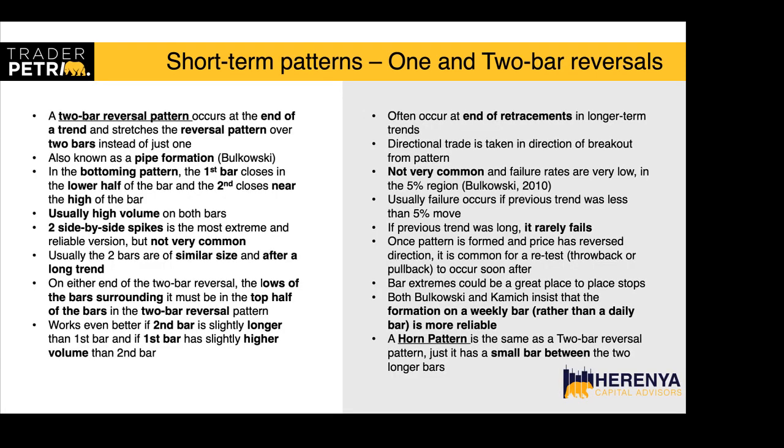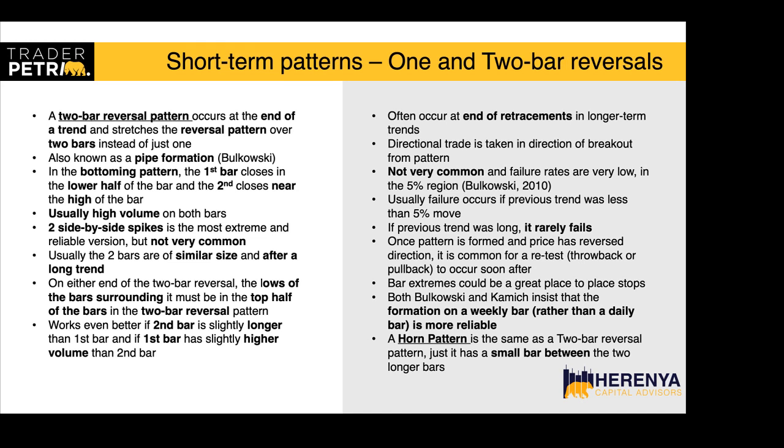So moving on to a 2 bar reversal pattern then, which occurs at the end of a trend as well, but this time stretches the reversal pattern over 2 bars instead of just one. So Bukowski called this a pipe formation. In the bottoming pattern, so I'll start there, the first bar closes in the lower half of the bar, and the second bar closes near the high of the second bar. And usually high volume trades during both bars here.